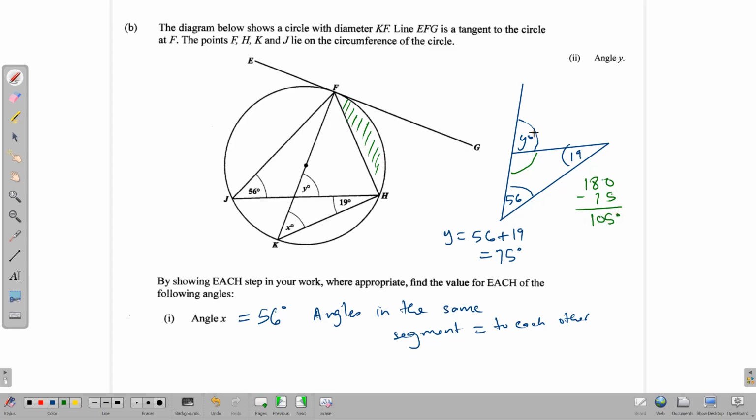And then notice here that this angle is a straight angle. And because this is a straight angle, it measures 180 degrees. So we can then say y is equal to 180 minus 105. And of course, that gives us 75. So there are multiple ways of looking at it. Either way, our answer is 75 degrees, and we have some workout for that as well.